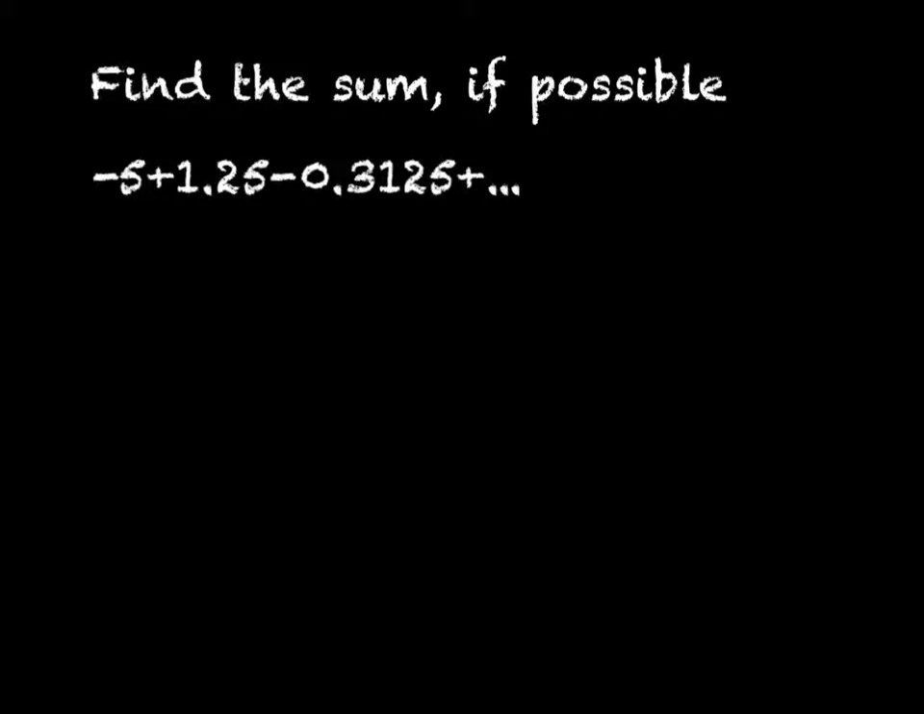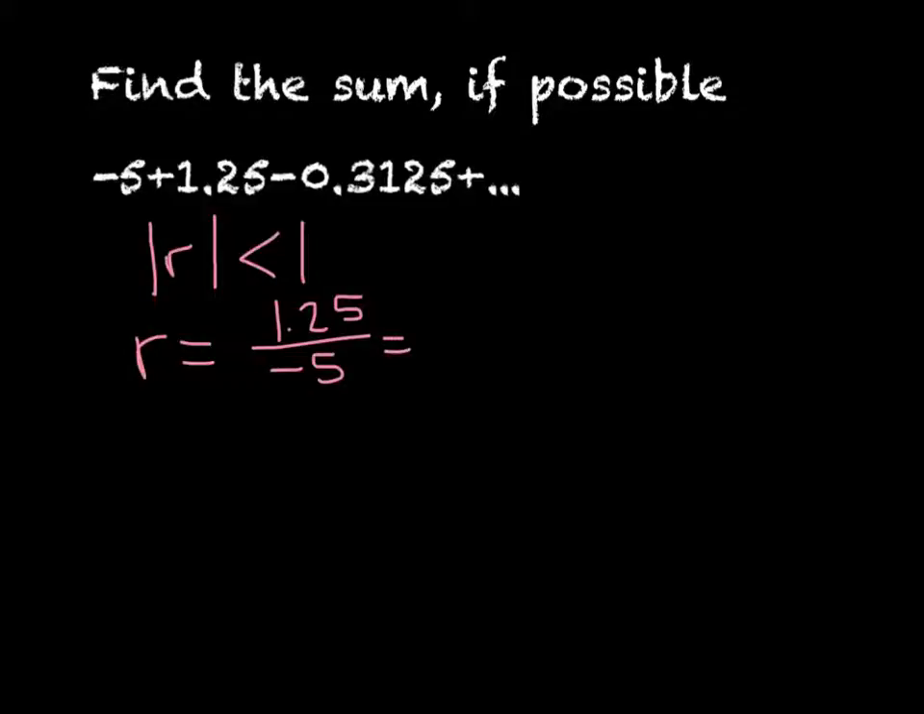If we look at the elements of this geometric series, then we can see that each of the elements is decreasing in magnitude, meaning that the absolute value of r must be less than 1. We can check this by actually computing the value of r. So r equals the second term over the first term, which is negative 0.25, and that actually does have an absolute value less than 1.